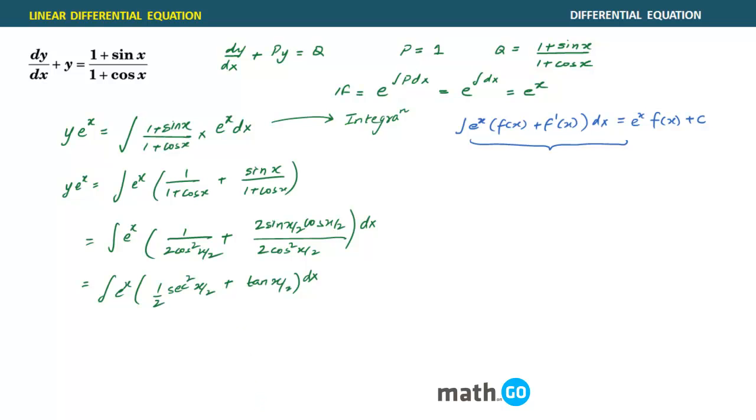Clear? So if this is the case, then what would be your answer? Obviously the derivative of tan x by 2 is 1 by 2, so it is completely in this format. So the answer then becomes y e raised to power x is equal to e raised to power x tan x by 2 plus c. So this is the answer you all were trying to find. Okay, again a very basic problem on LDE.